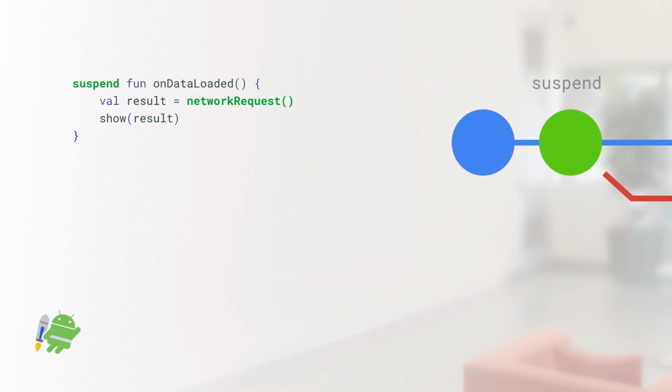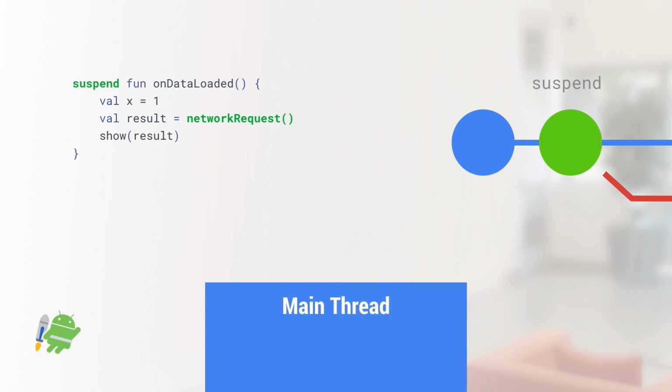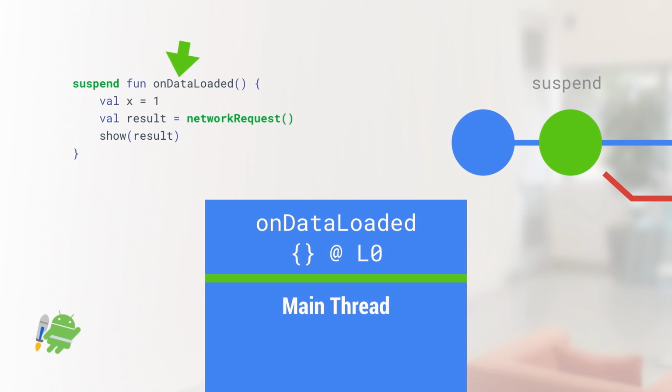Let's zoom in on what happens when you suspend. To make the example a little more interesting, I'm going to assign a variable x to the value 1. When we call a suspend function on the main thread, it gets added to the call stack just like a normal function. Since it's a coroutine, it runs inside of a coroutine dispatcher, which knows how to suspend and resume. Then the code continues like normal. First, it assigns x to 1, and then it calls another suspend function.